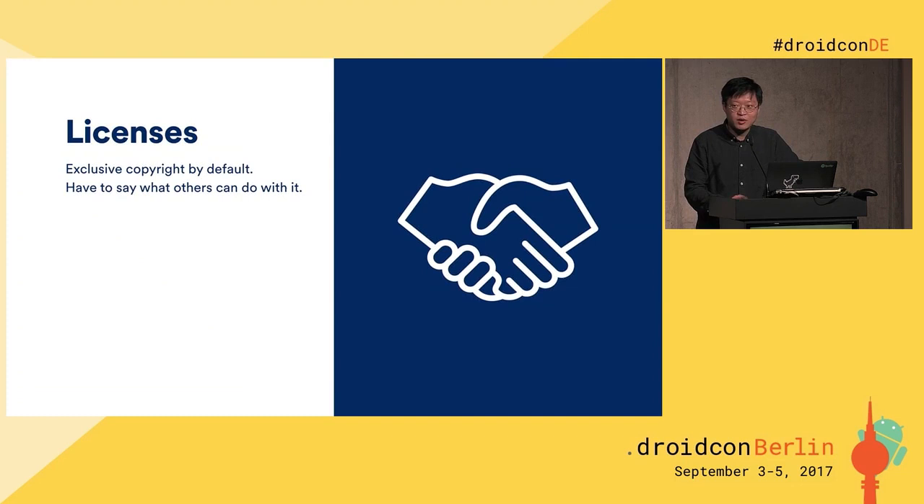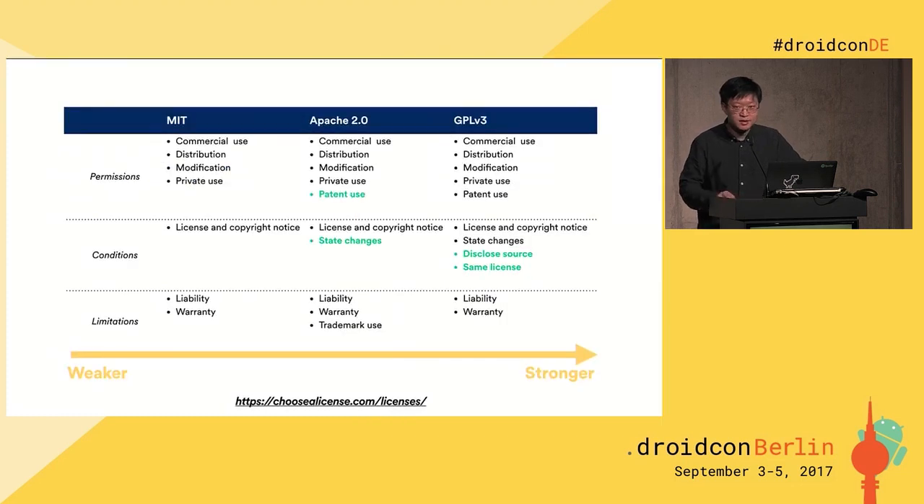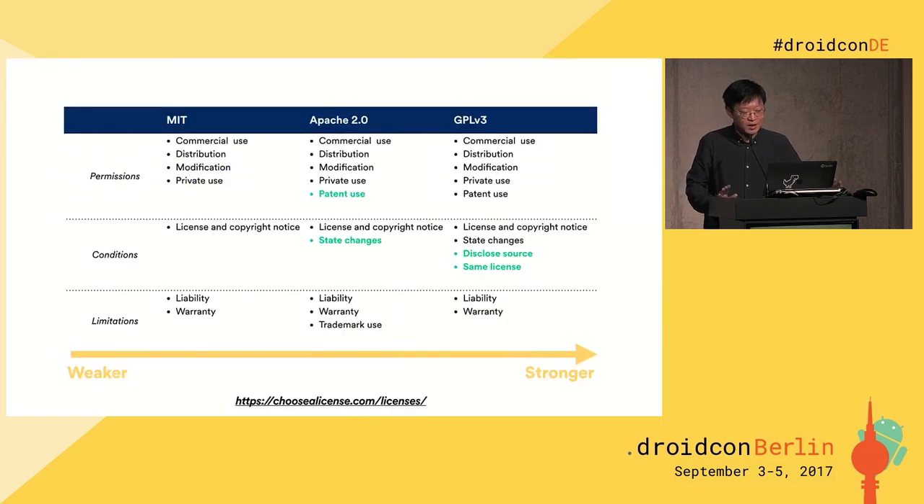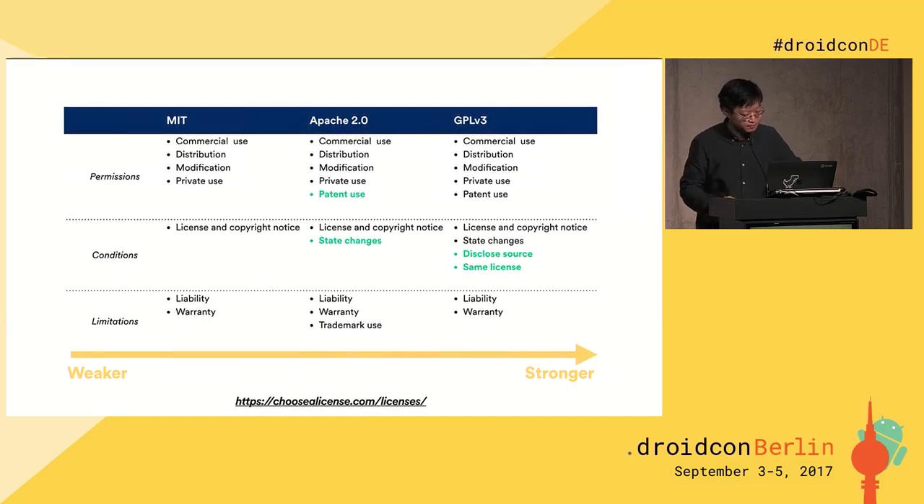There are 3 popular licenses, and these are they. There are the MIT license, Apache 2.0 license, and GPL version 3 license. The left is really weaker one, and the right is really stronger one. I mean, there are more, but these are the popular licenses.